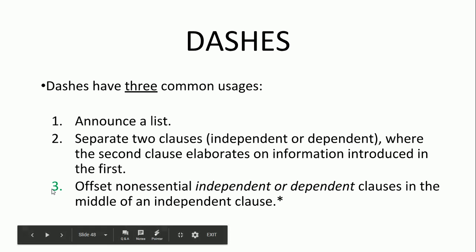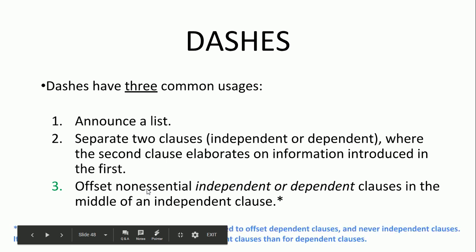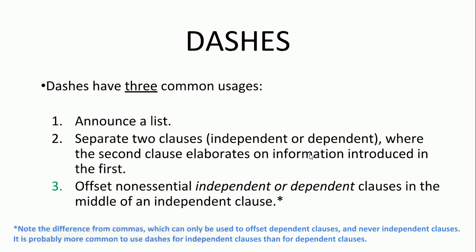Okay, then number 3, third and final way to use a dash is to offset non-essential independent or dependent clauses in the middle of an independent clause. Again, the nitpicky details are important. This is an independent or dependent clause. Now, when we talked about commas, we said you could only offset a dependent clause. Here, it can be independent or dependent, and it still has to be non-essential. Down here, the asterisk, as you'll read when this black square fades, just says what I just said. It's a difference from commas.